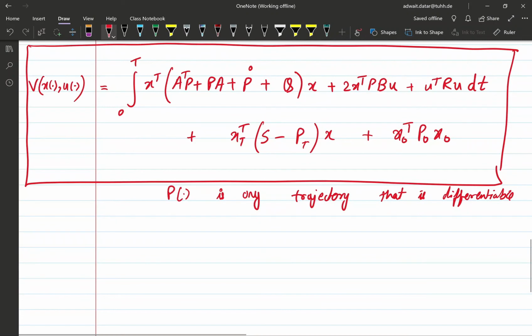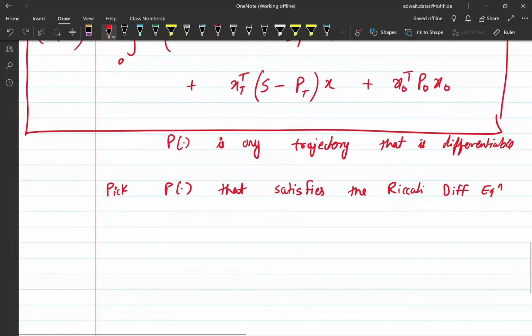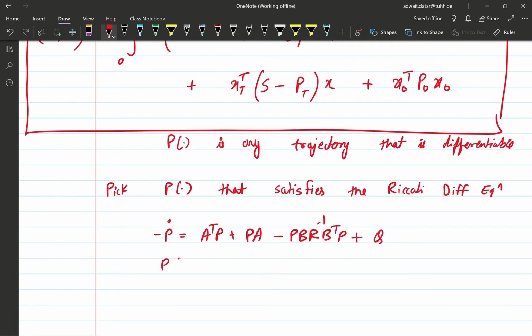Now we can pick therefore a P trajectory that satisfies the Riccati differential equation, which is that minus P dot is A transpose P plus P A minus P B R inverse B transpose P plus Q, and P at time t equal to S.